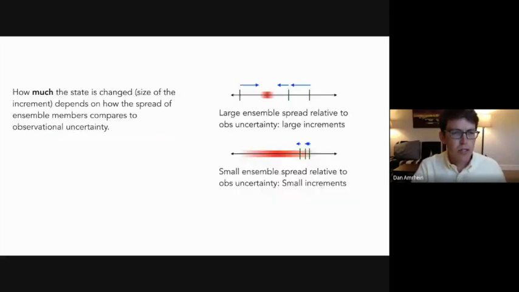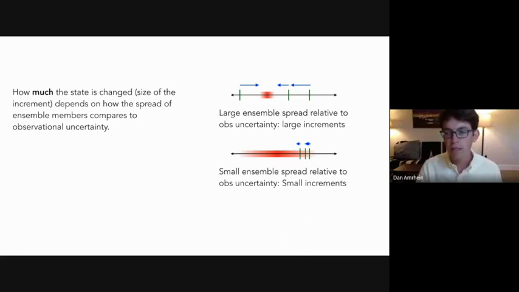The second approach that's often necessary is called inflation. This arises because when we make these increments, how much the state is changed, the size of the increments, depends on the spread of the ensemble members compared to the observational uncertainty. And this makes some intuitive sense. If you were to have, say, 3 ensemble members that were all doing very different things in the ocean, and then along comes an observation that you really trust a lot, you would hope that you would be able to correct each of your ensemble members in a big way, a larger increment.